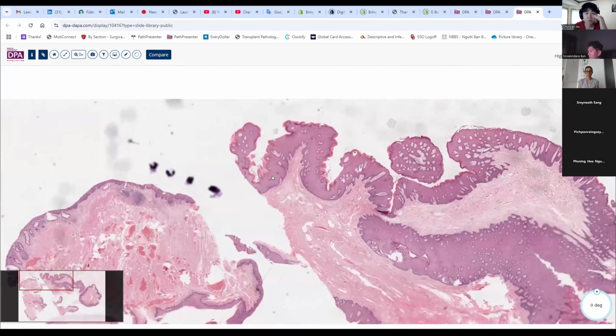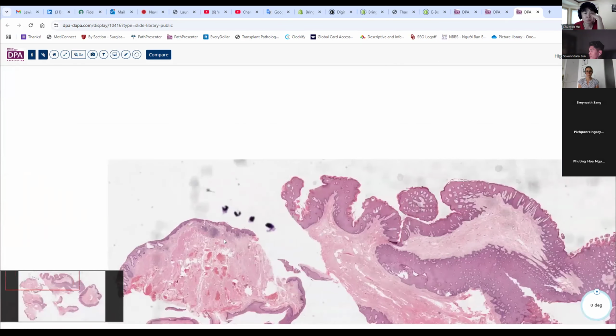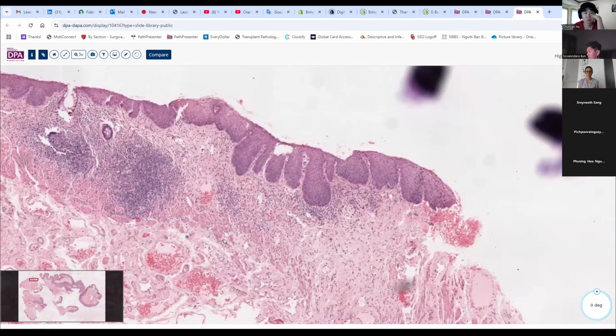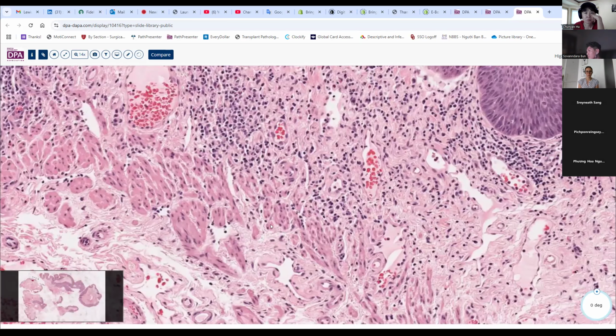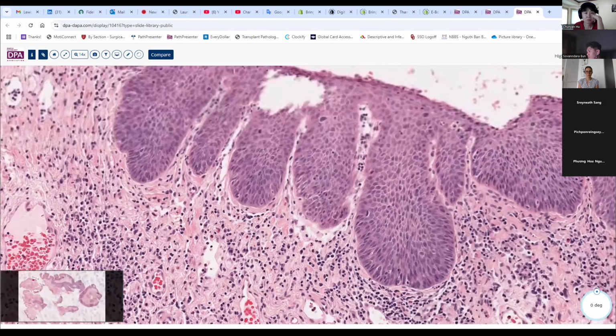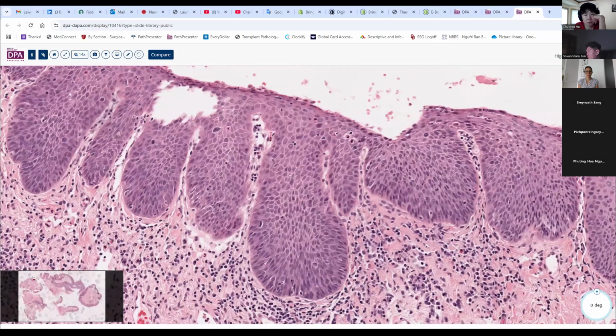But let's just look at one other area over here. Oops, there we go. So what do you think here? Bowen disease. Linear sign.